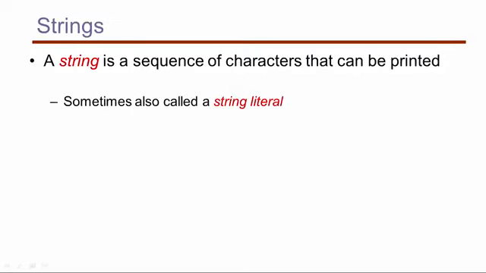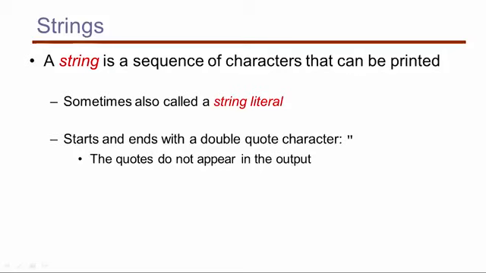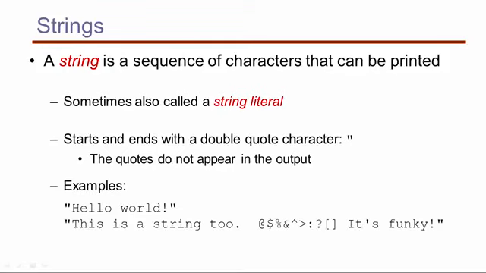We print what is known as a string, which is simply a sequence of characters. Formally, we call this a string literal. A string literal is delineated by double quotes. Everything between the double quotes is a part of the string, but the double quotes themselves are not. Here are two examples. Notice that a string can contain most, but not all, printable characters.